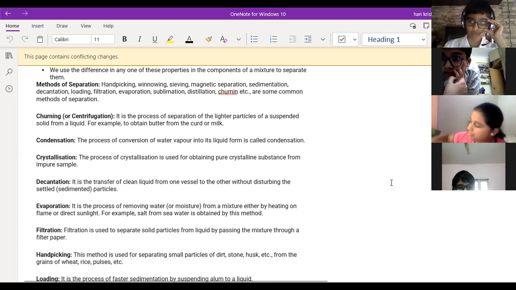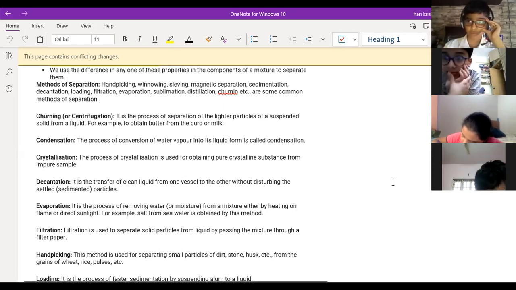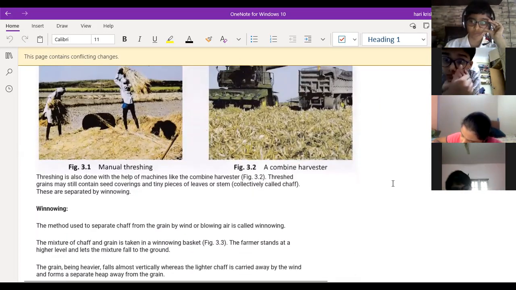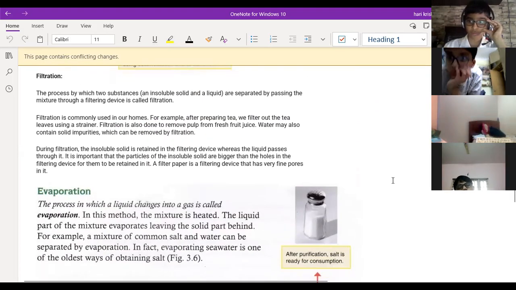Clear? Yes, sir. The next one is condensation. What is condensation? Sir, gas to liquid. Sir, it means cooling down. Cooling down. Very good. Next.